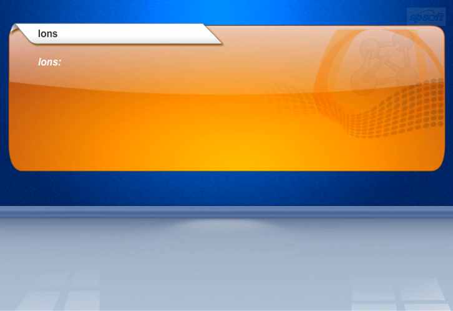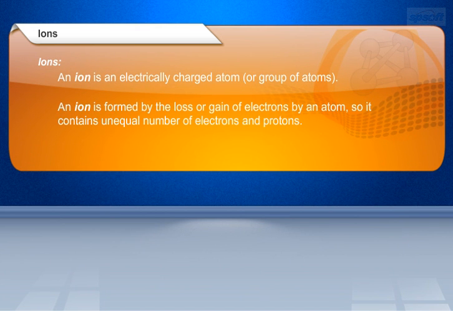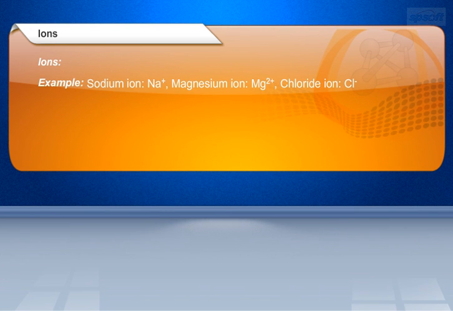To know about ionic bonding, first we should know about what are ions, types of ions and its formation. Ion. An ion is an electrically charged atom, or group of atoms. An ion is formed by the loss or gain of electrons by an atom, so it contains an unequal number of electrons and protons. Example, sodium ion, Na+, magnesium ion, Mg2+, chloride ion, Cl-.